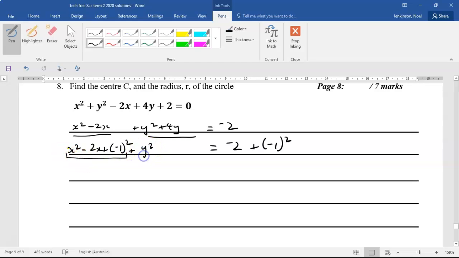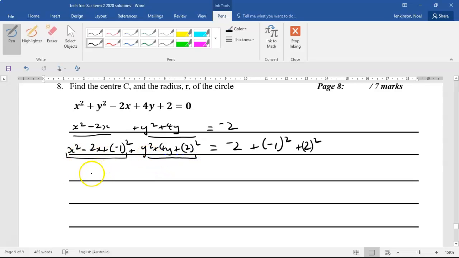I've also got y squared and 4y. How am I going to make a perfect square? I'm going to halve the number in front of the y there, which is 2, square it and add it on. And of course I'm going to do the same thing on the other side to keep everything balanced. And that will be a perfect square.